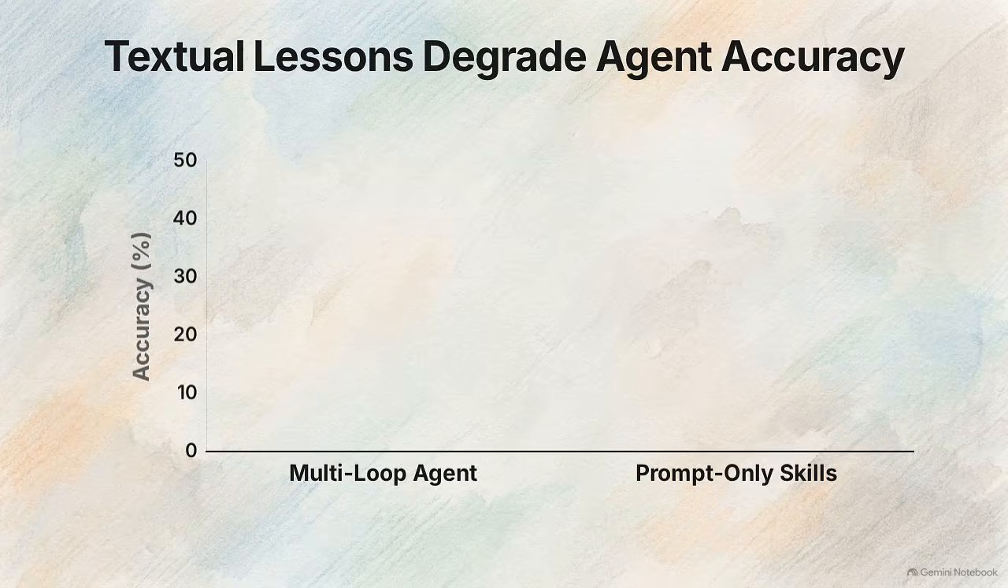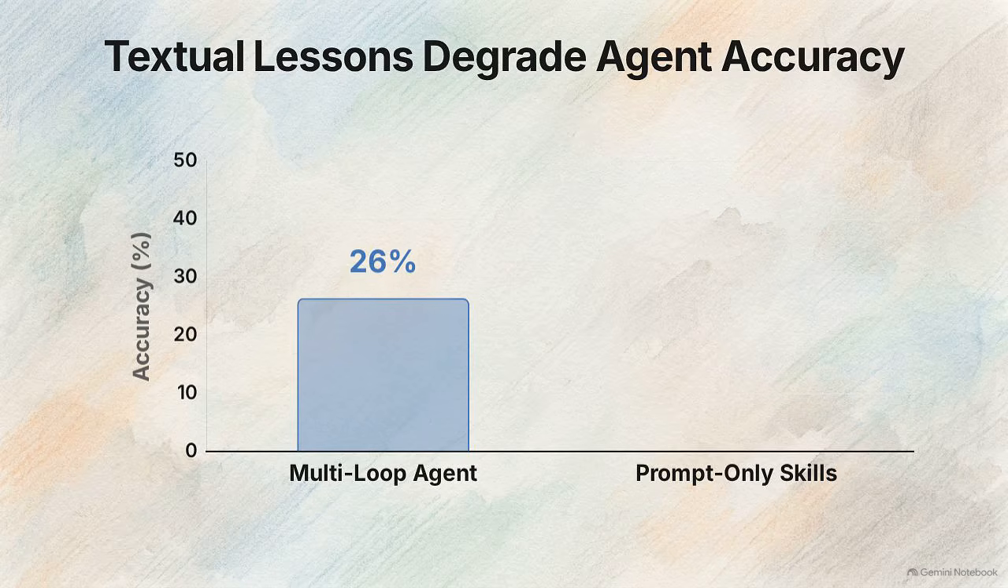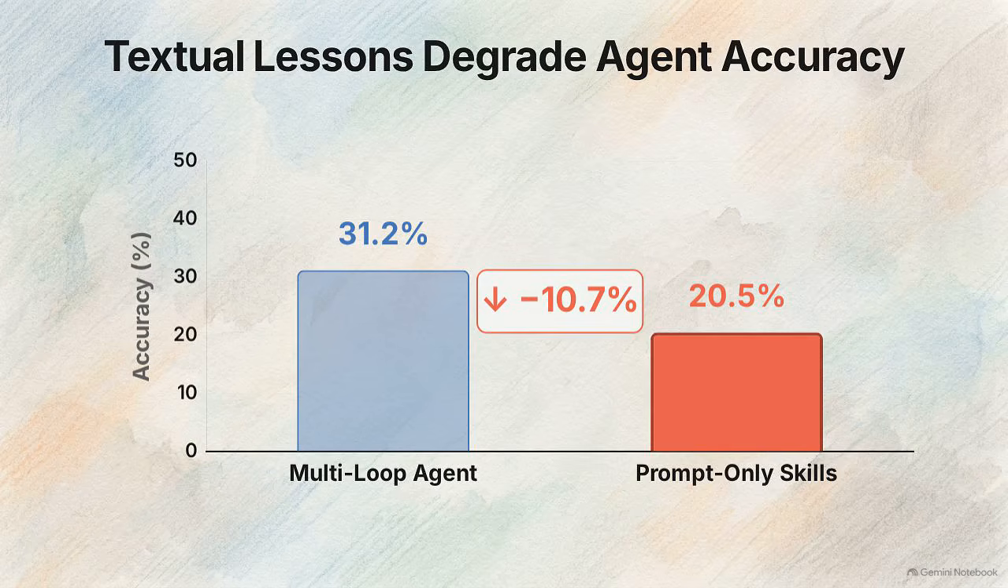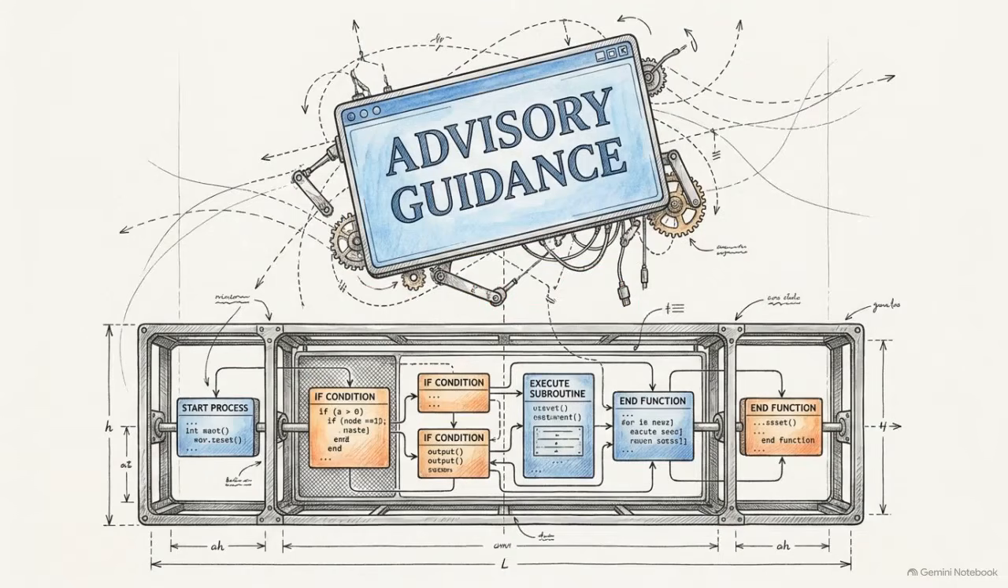This chart compares web search reasoning accuracy across agent setups. The first bar shows our baseline, a standard ReAct multi-loop agent successfully answering the prompt 31.2% of the time. When researchers inject learned lessons back into the prompt as text, accuracy drops to 20.5%. Researchers identify this exact failure as the advisory gap.